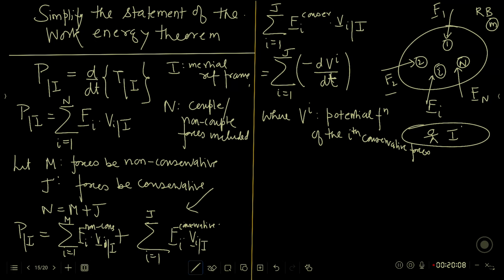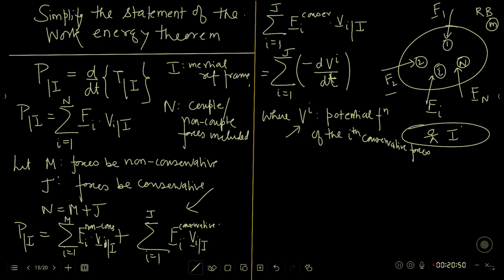So if there are two conservative forces acting on the body, one may be gravitational force, the other may be a spring force. The gravitational force will come with its own potential function, which will be something like minus g times x2. The spring force will come with its own potential function, which would be kx1 square by 2 kind of function. All those are represented by this Vi.